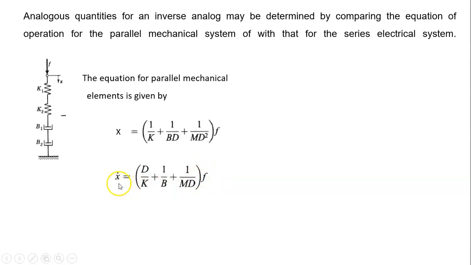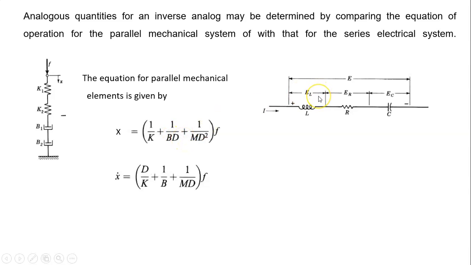Therefore what equation have we got? X dot is equal to D upon K plus 1 upon B plus 1 upon MD, into F. This equation is obtained by multiplying the equation by capital D on both sides, that is, on the LHS and on the RHS.